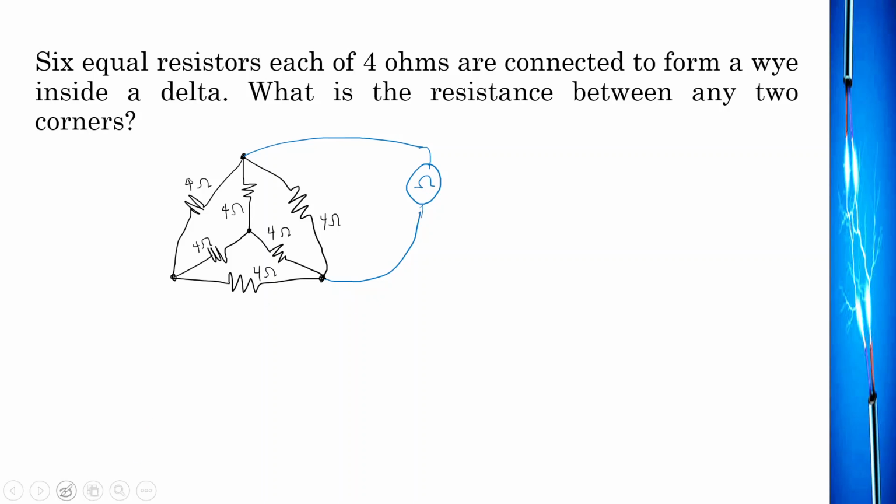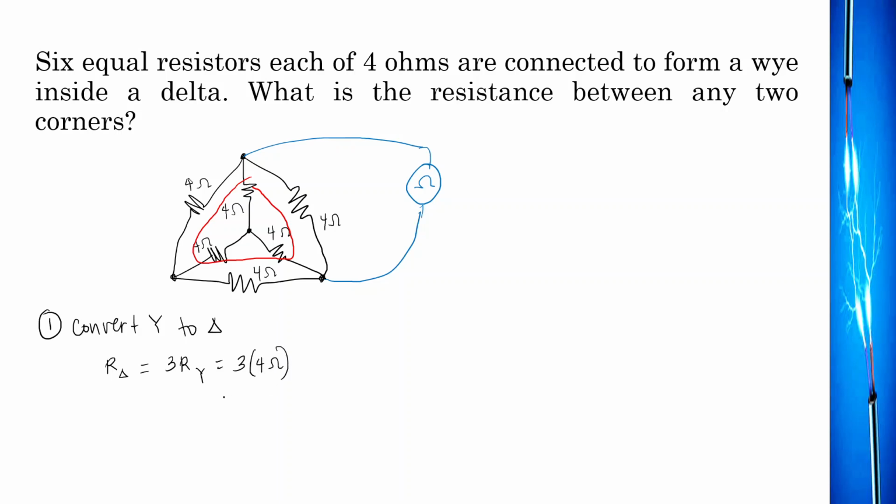So, what we're going to do is this. First, ang gawin natin, convert yung Y papuntang delta. I-convert mo yung Y na nasa loob papuntang delta. At dahil pare-parehas lang naman yung value niyan, mas madali na lang makuha kung anong magiging delta equivalent niyan. R delta will be equal to 3 times R_Y. So, ibig sabihin, itong 4, 4, 4 na naka-Y, pag ginawa kong delta, magiging 3 times 4 ohms, magiging 12 ohms.